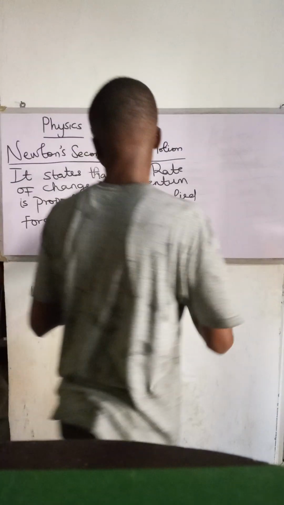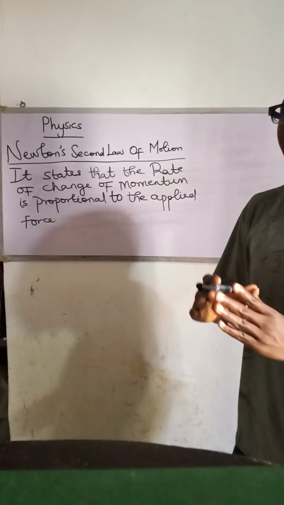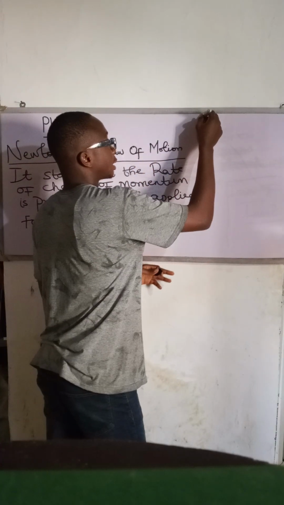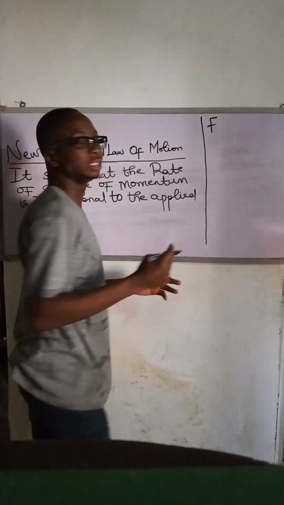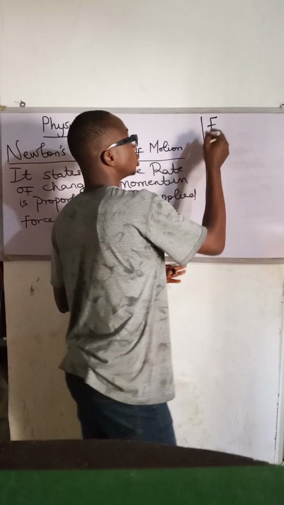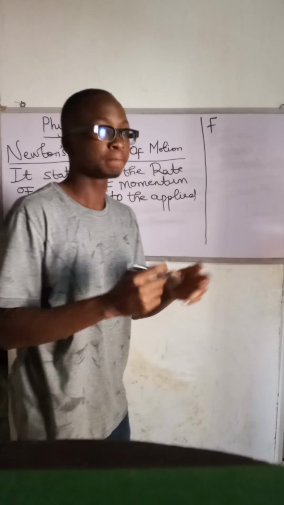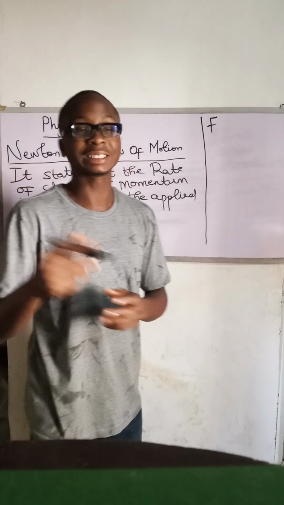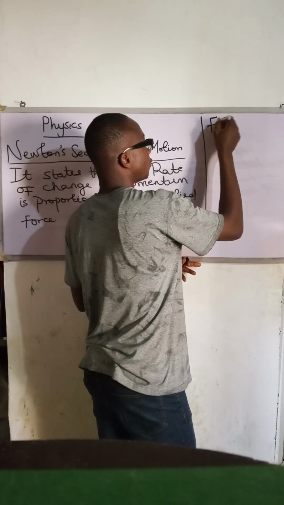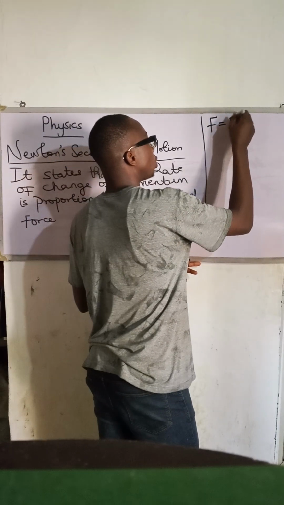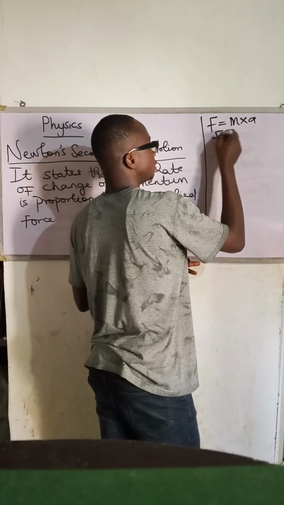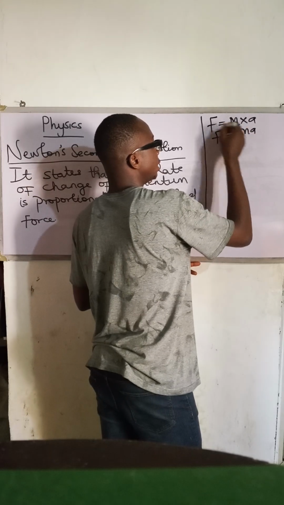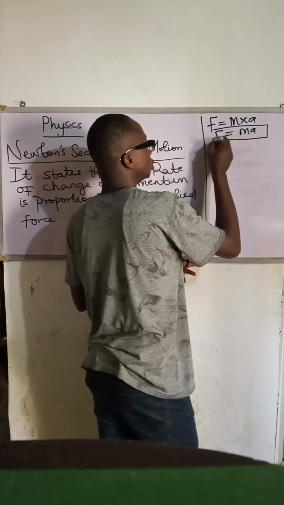All right, let's talk about Newton's second law of motion. We've explained Newton's first law of motion, but in the course of that video, I forgot to write the formula. I said that he found a relationship between force, mass, and acceleration, and he makes the formula to be force is equal to mass times acceleration, which we write as F = ma. This is the formula to Newton's first law of motion.